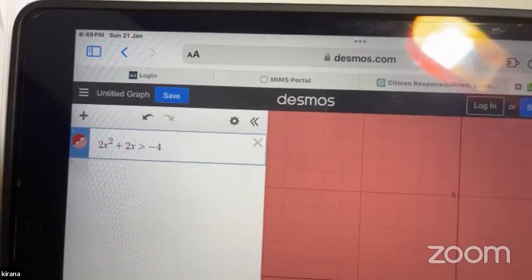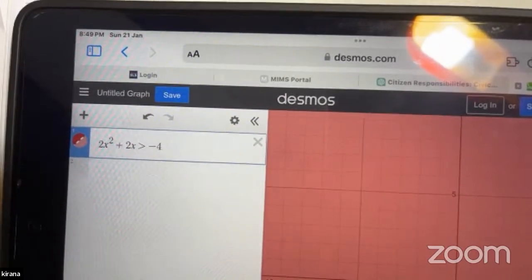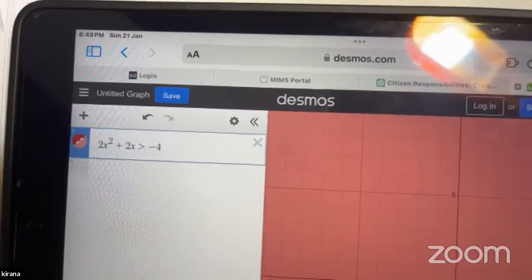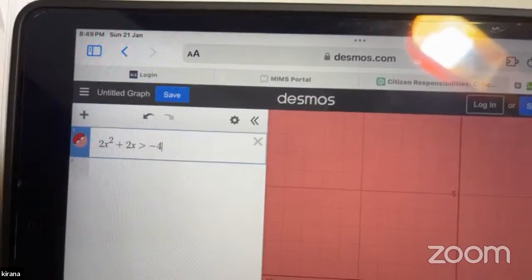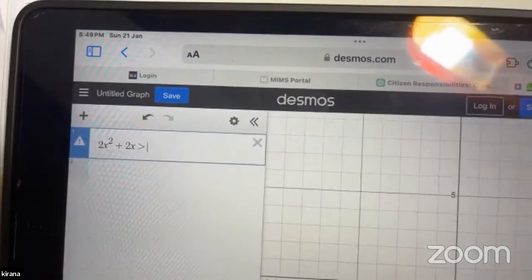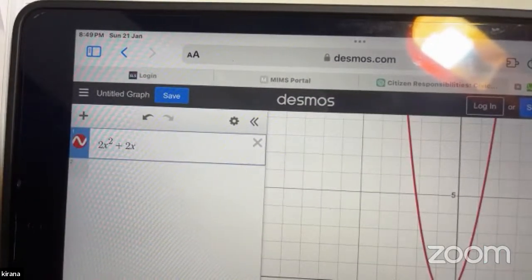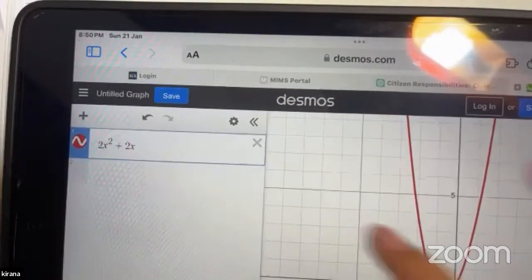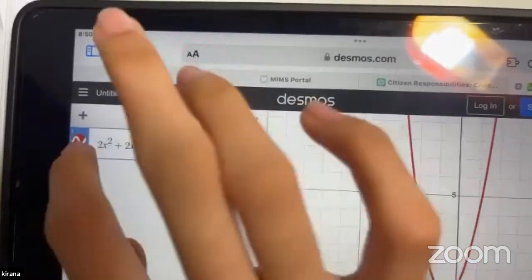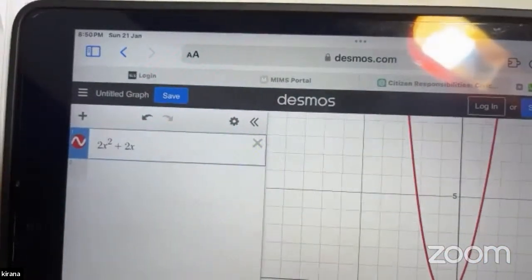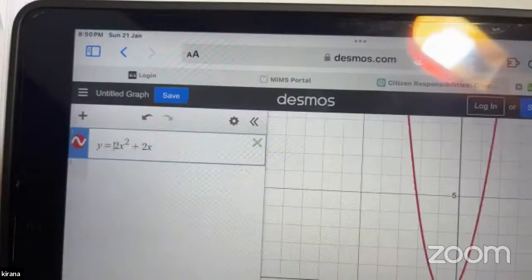Now let me teach you how to do it. You erase until the bigger sign. Just erase the 4 minus and the sign first. Then you go to the front and type y equals, just like normal. Go to the front, and just put y equals, the normal thing you do.